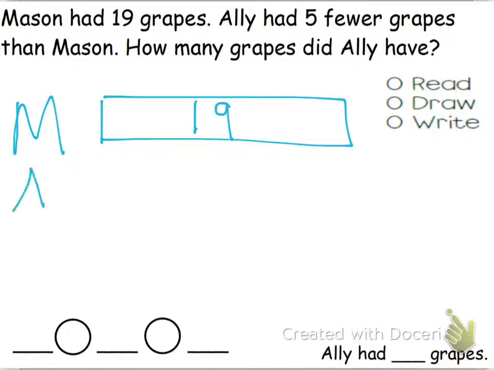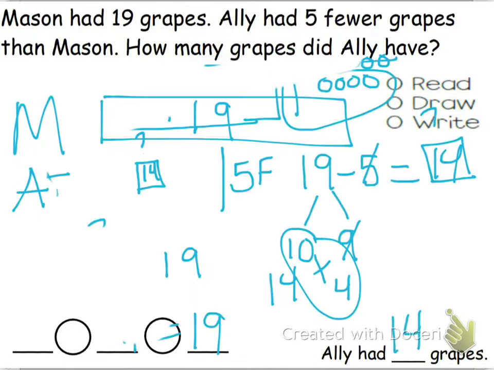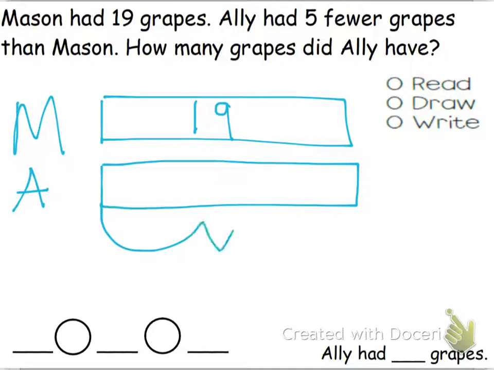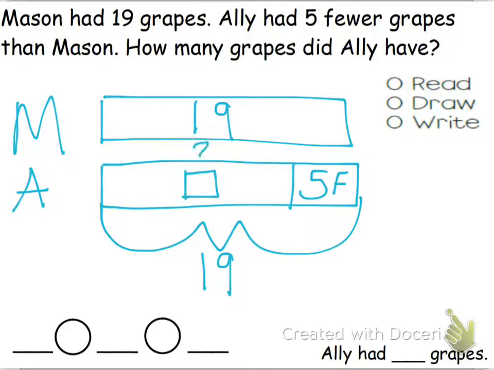Now, Allie, she had 5 fewer than Mason. Well, we're going to copycat Mason's first. We know that Mason had 19. But we know Allie had 5 fewer. So I'm going to put a line right here and put 5 fewer. This is going to be how many Allie has, actually. Because we have to do that to be able to figure out how many she actually has. Since we know that Allie had 5 fewer, we have to figure this out.